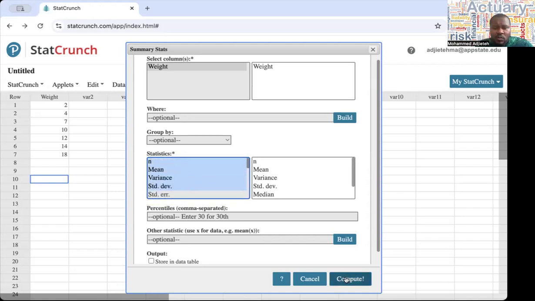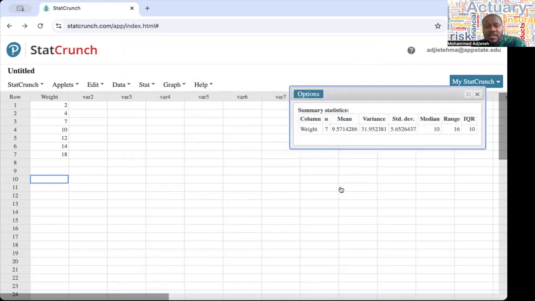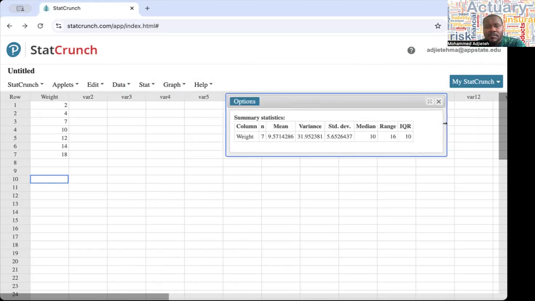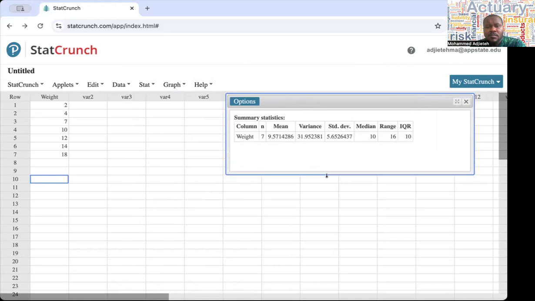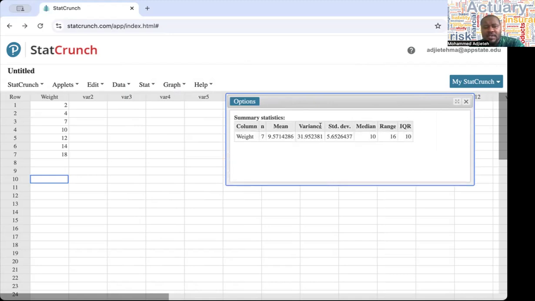So now we hit compute, and you can see that it has been able to do that for us nicely. You can see this is the mean, which is similar to what we had. This is the variance, this is the standard deviation, this is the median, the range, and then the interquartile range. So this is how to do that in StatCrunch.